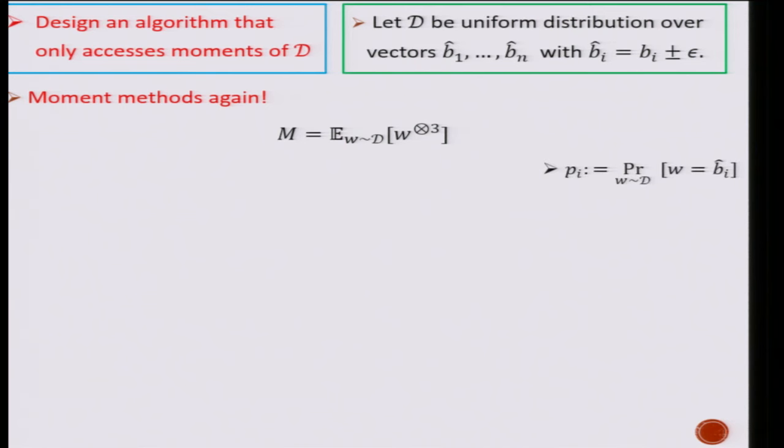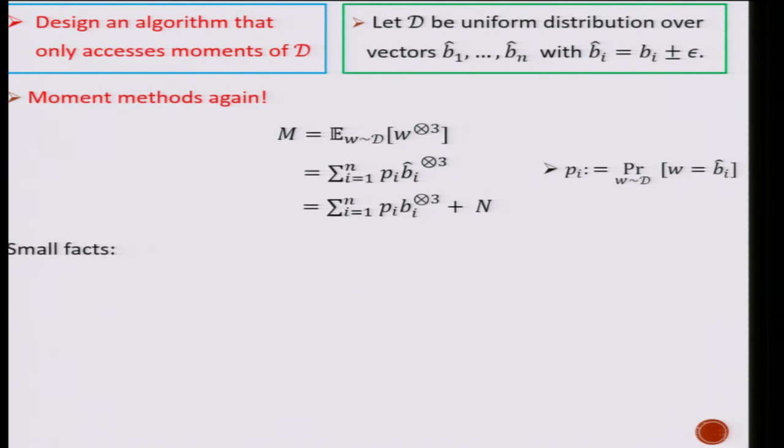This is a discrete distribution, right? It only has n cases. It can either be b1 hat or b2 hat up to bn hat. Let's say pi is equal to the probability that w is bi hat. So p is a probability vector. Now we can write this easily because it's just the average of the n cases: sum of pi times bi hat to the tensor power 3. And bi hat is close to bi, so it'd be easy. We can also view it as the true moment of bi plus some noise tensor.